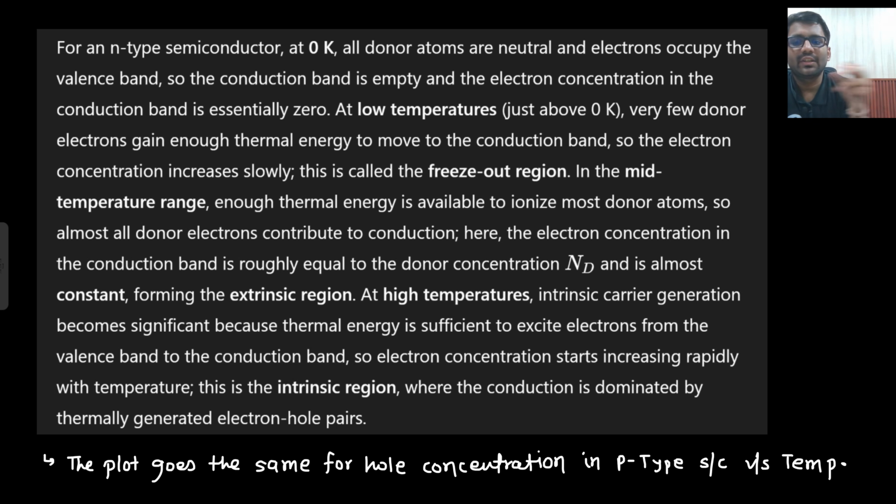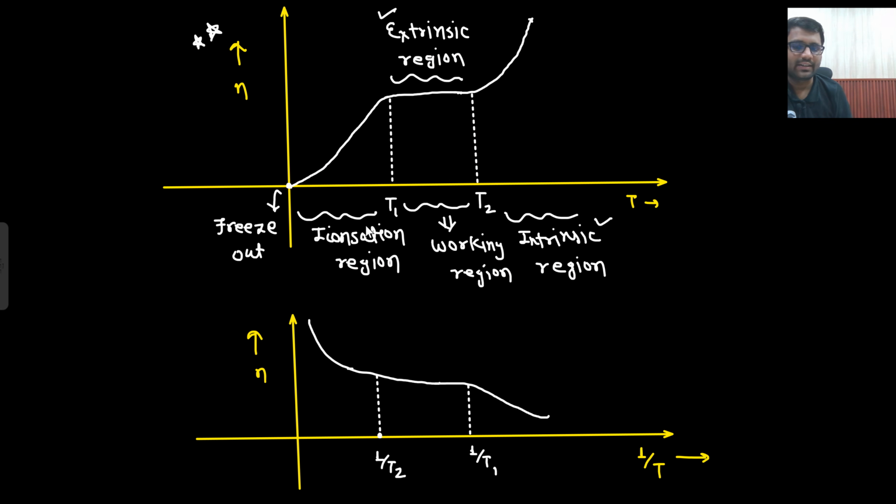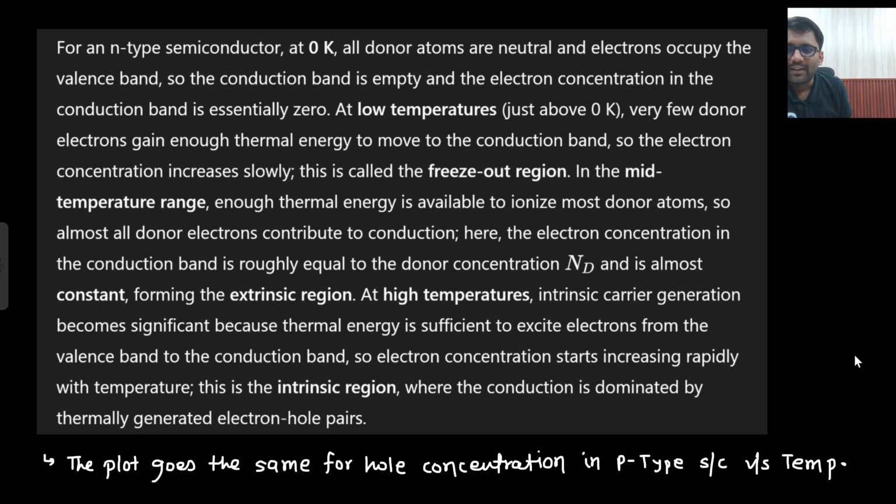Here the electron concentration in the conduction band is roughly equal to the donor concentration Nd. Did you understand this point? At mid temperature, what really happened is that all the donor atoms have been ionized. So it started increasing, here it will become constant and is almost constant, forming the extrinsic region. So it is known as the extrinsic region.